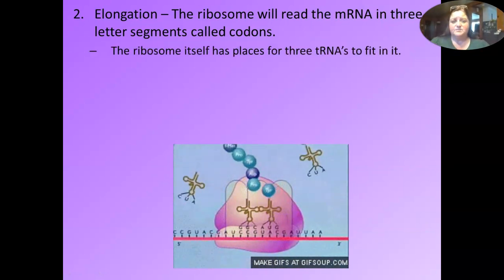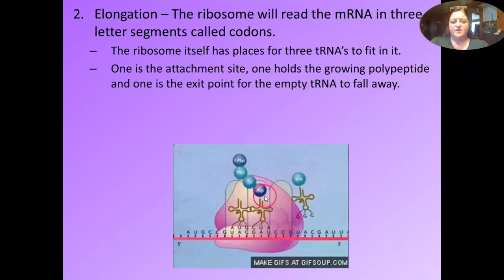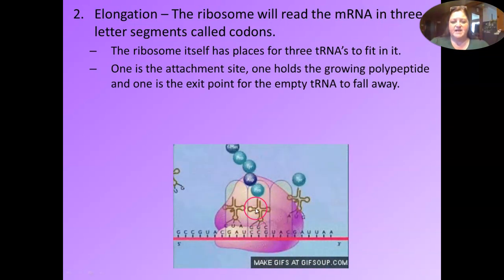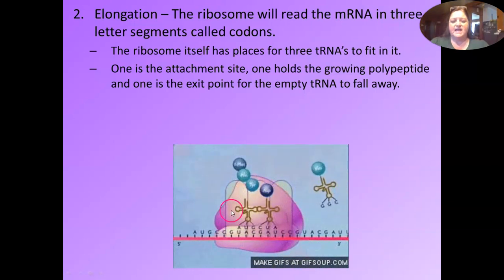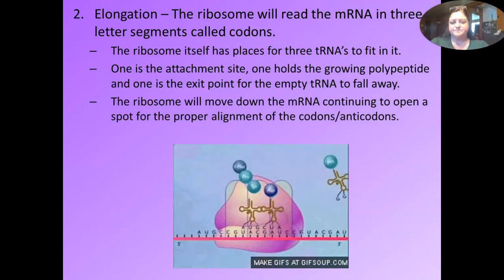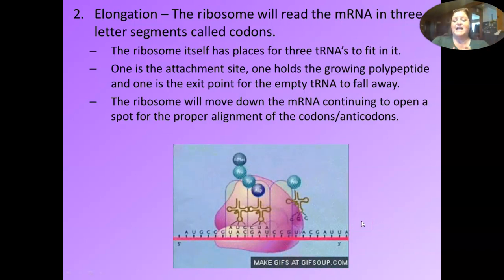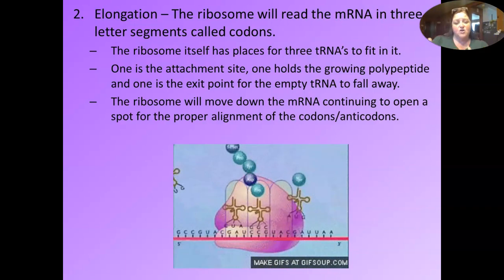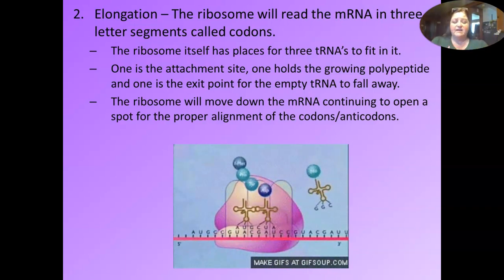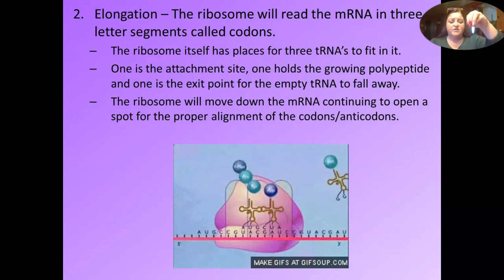It's naked. It doesn't have an amino acid anymore. So the ribosome has a place for 3 tRNAs to fit. One at the beginning is the attachment site. One holds the growing polypeptide in the middle. And then one is that exit point where the final empty tRNA will fall away. The ribosome is going to keep moving down the messenger RNA and making sure it properly aligns those anticodon-codon pairs until we get everything done. Then the ribosome moves the amino acids together, makes a big long chain.